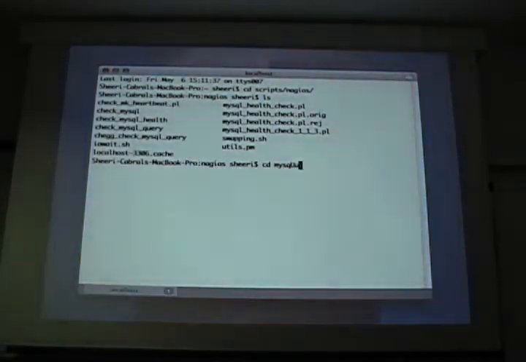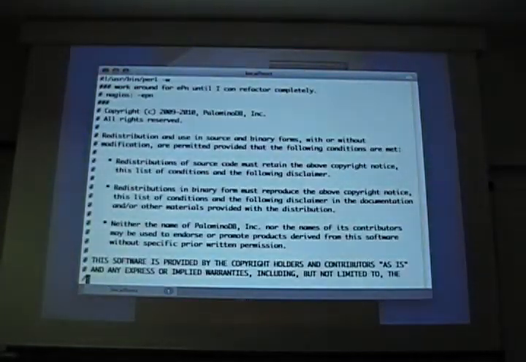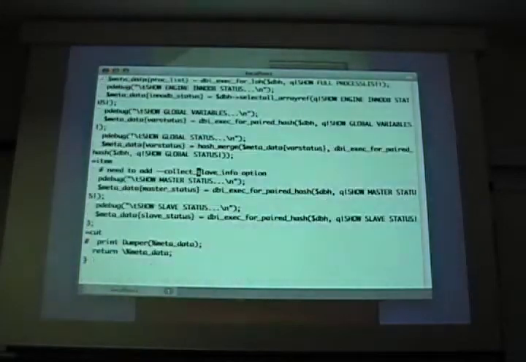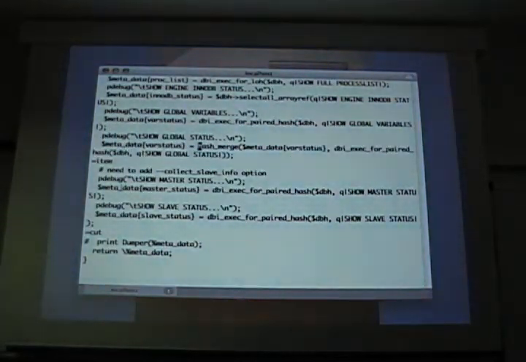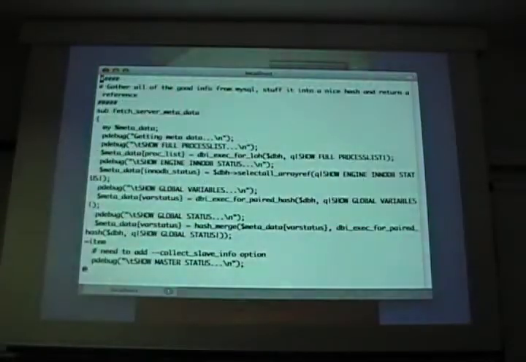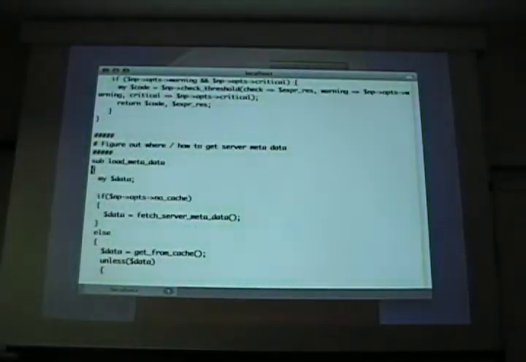MySQL health checks. So if we use, and let's see. So we want slave. So you can see here, it's just doing this. There's a hash merge here, and it executes that. And so that's all it does. It's pretty simple. This is just fetch metadata. Let's see what this one is. Load metadata, so this is if you're reading the file, all right?